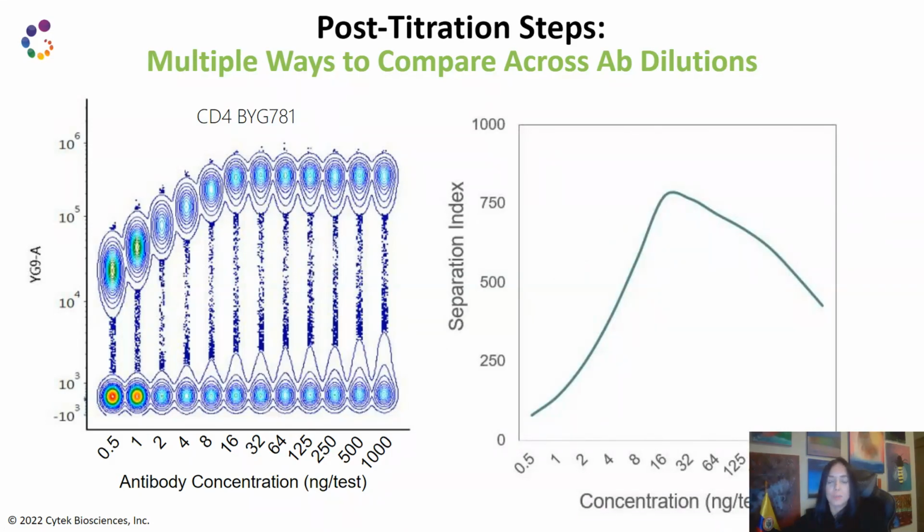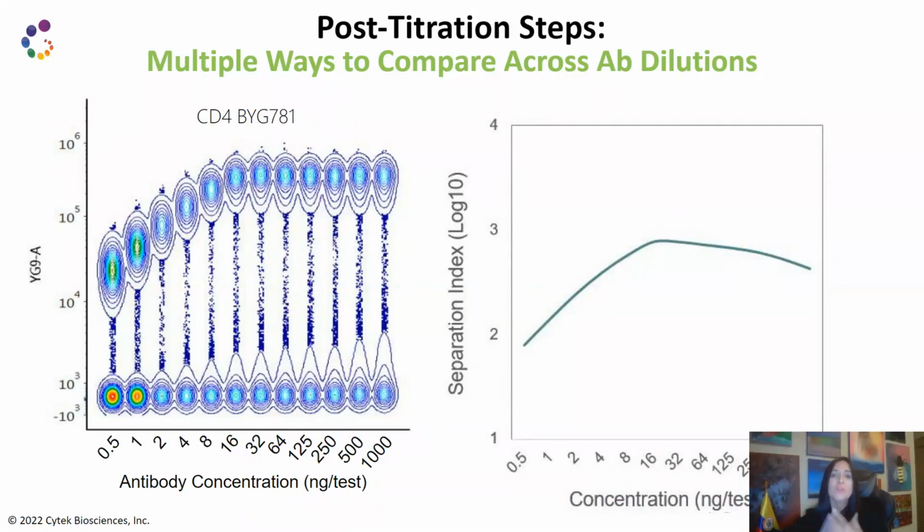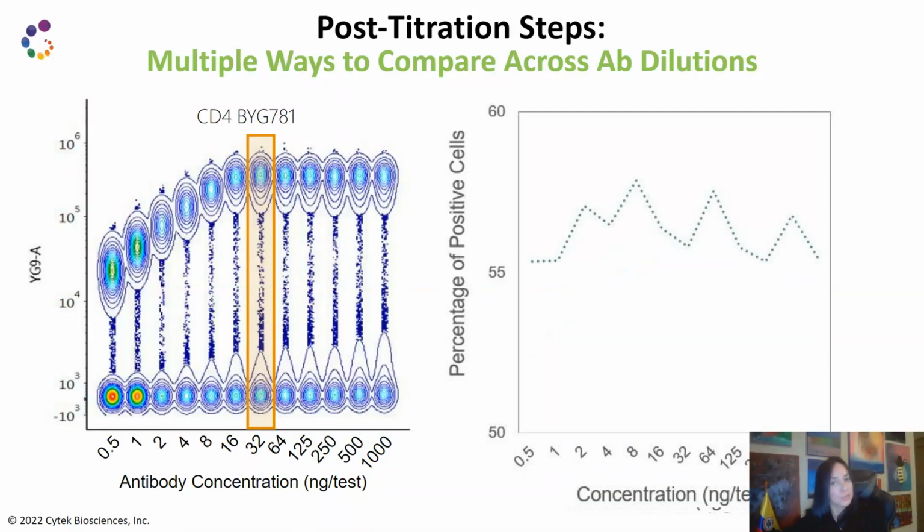Similar observations for separation index, also in log scale. So there are a lot of ways to plot this and to calculate from all of them, and we will see part of the comparisons is around metrics, but the observation here is that for all of those, the optimal concentration is 32 nanograms per test for this particular antibody.